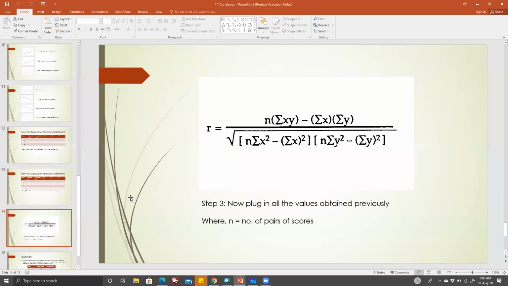Okay. Now here is your equation. This is the value for R, or rho as we like to say. N is the number of pairs of scores. Basically, it is the total number of rows in data. It is n into summation of xy minus summation of x into summation of y, divided by under root of n into summation of x square minus summation of x complete square.